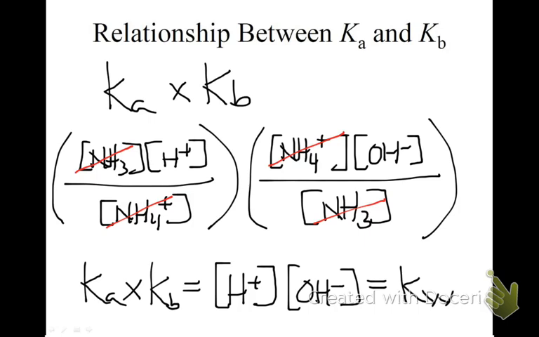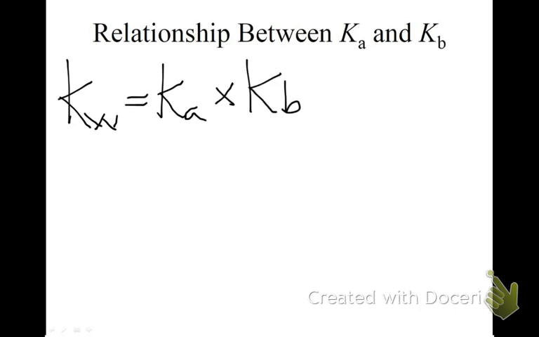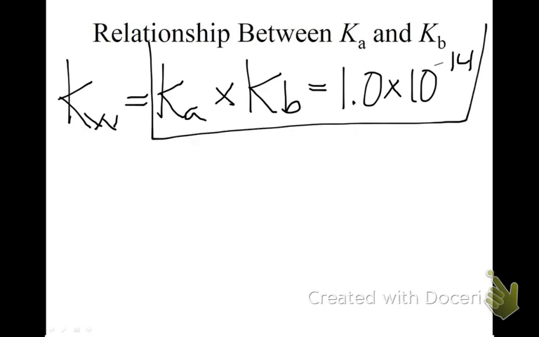So what this means, to clear our boards and try again, is that Kw is equal to Ka times Kb. And the Kw value at 25 degrees Celsius, so I shouldn't say always, is 1.0 times 10 to the negative 14th. What this means is that with any Ka or Kb, we can calculate what its counterpart is. So if we know the Ka of a weak acid, we can find the Kb of its conjugate base using this little fact right here.